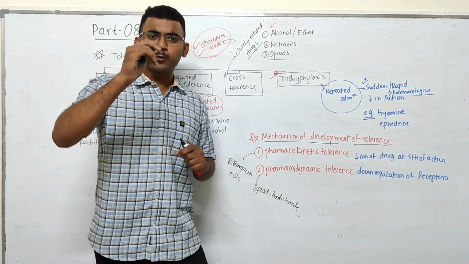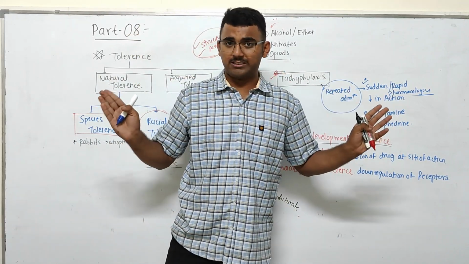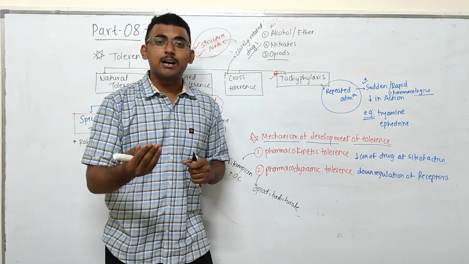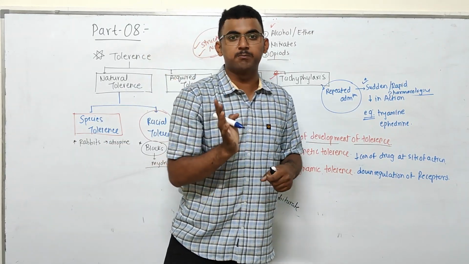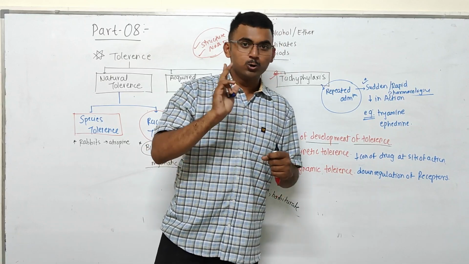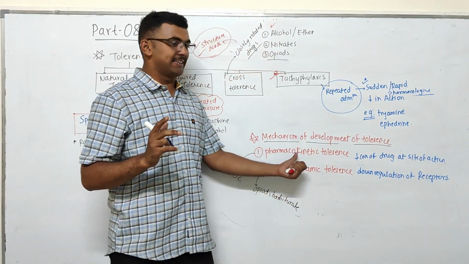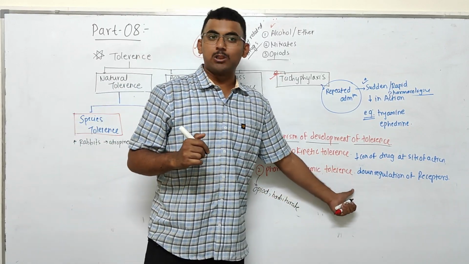But now we have to understand how this tolerance was developed. We understood what the types of tolerance are, but now we should understand the mechanism of this tolerance. How is this tolerance developed by a particular body? In that mechanism we are dividing it into two: one is pharmacokinetic tolerance and the other is pharmacodynamic tolerance.